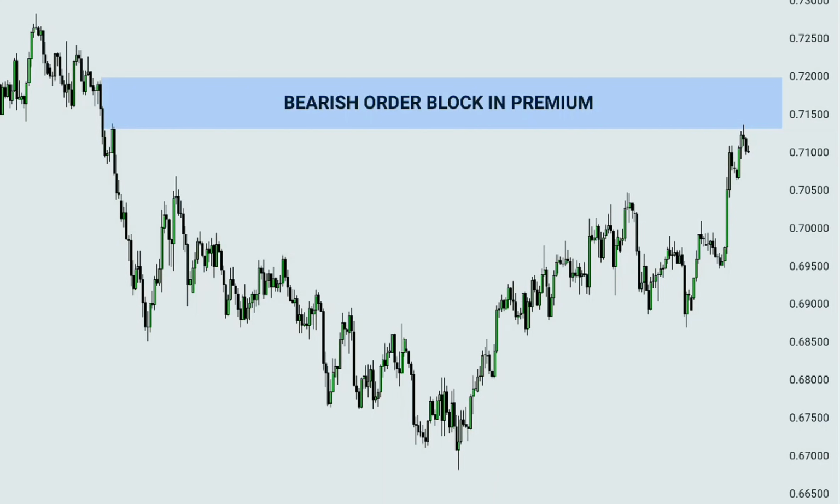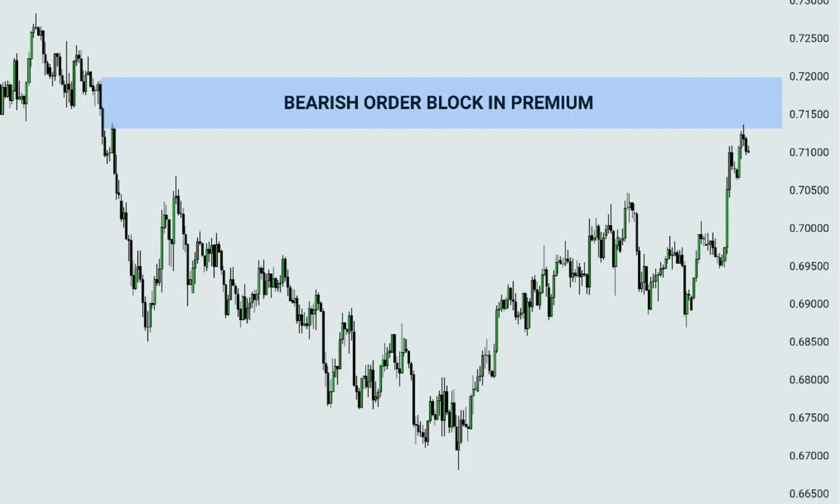What makes this order block high probability is context. Price does not reach this zone randomly. It is pulled there by major inducement, where buyers are encouraged to enter late. That liquidity allows institutions to efficiently rebalance and execute sell positions at favorable prices within premium.